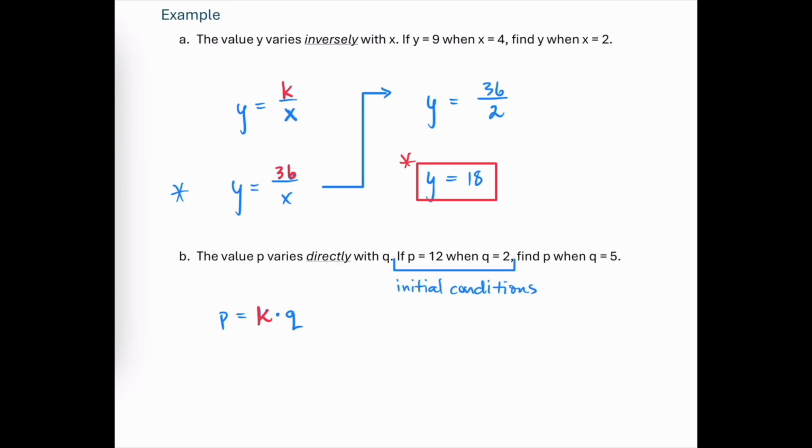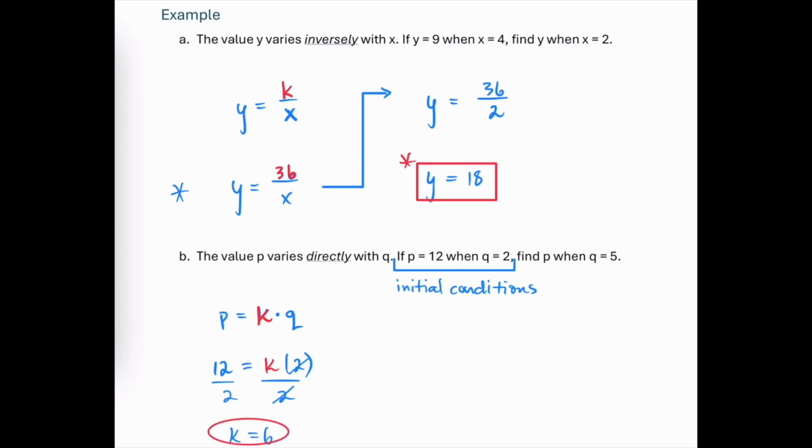We're told that when q is equal to 2, p is going to equal 12. So let's plug in 12 for p. We're trying to solve for k here, and we're going to plug in 2 for q. Now k is the only variable that remains in this equation, so to solve for it, we're simply going to divide both sides by 2 to get that k is equal to 6.